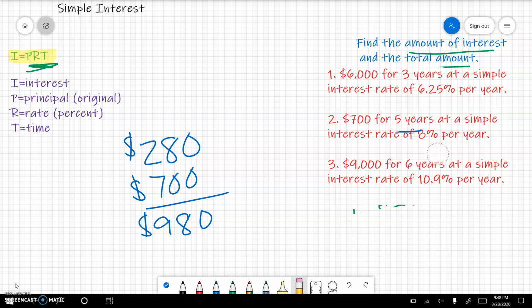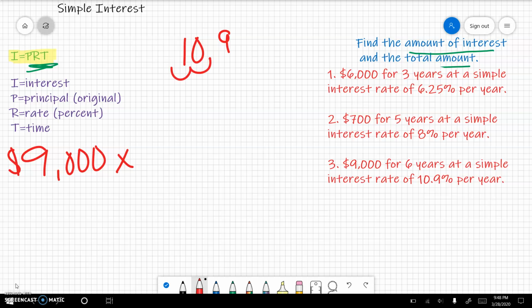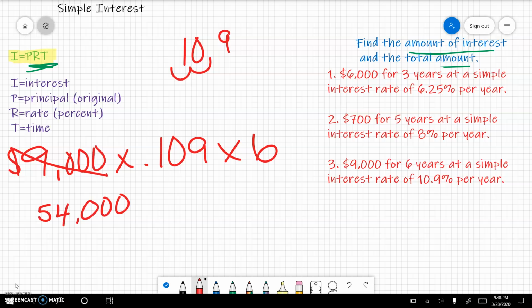Okay, and the final example, number 3. $9,000 times, okay, so 10.9 as a decimal would be 0.109, or 109 thousandths, times 6. So I'm going to take 9,000 times 6. 9 times 6 is 54, and there are 3 zeros left. So I have 54,000 times 0.109.